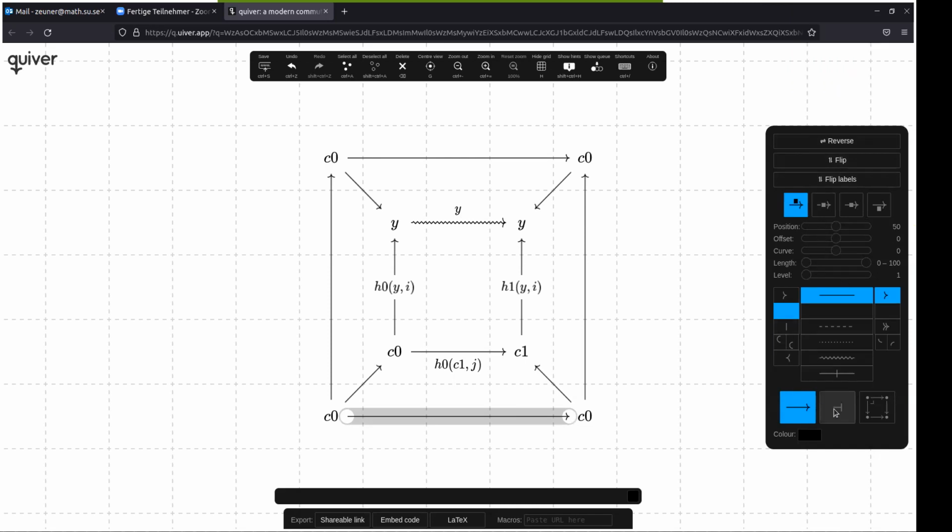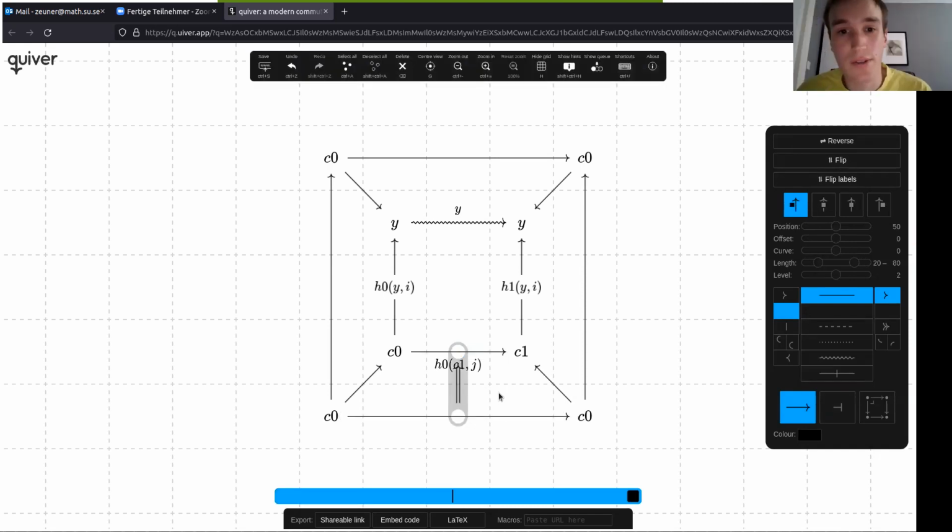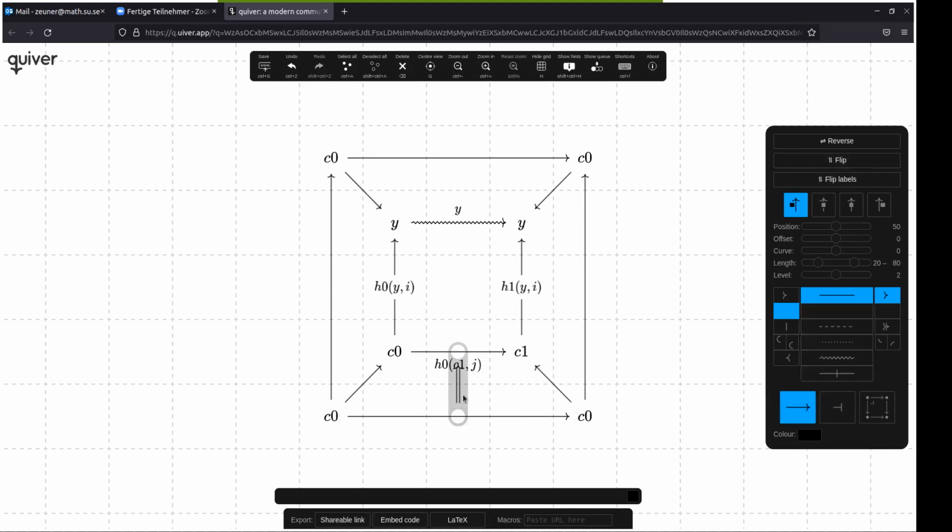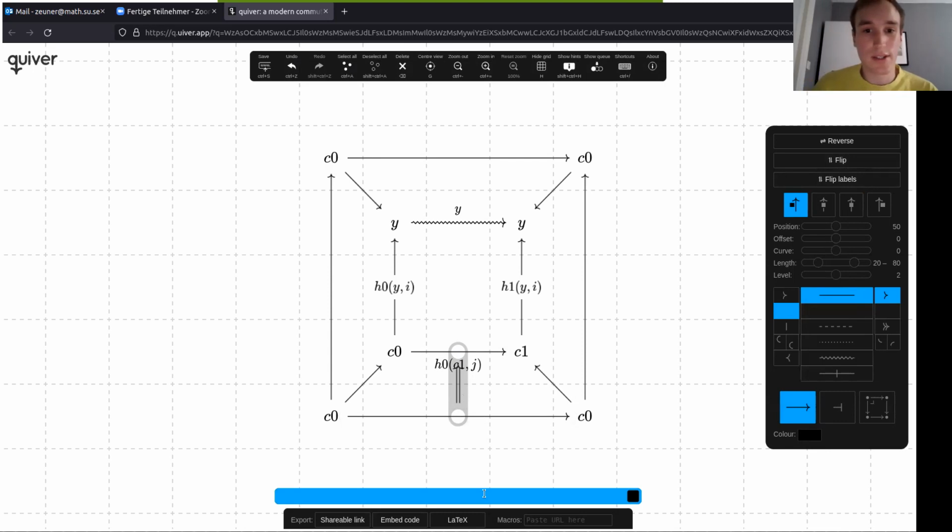To draw a new arrow, you just click and drag between things. Oh wow. And this gets a label, I guess. So you write the label in the bottom. You see the black thing in the bottom there. So this was H0 of, what do we have? H0 C1 and then J wedge. Okay, right. Can we click LaTeX?